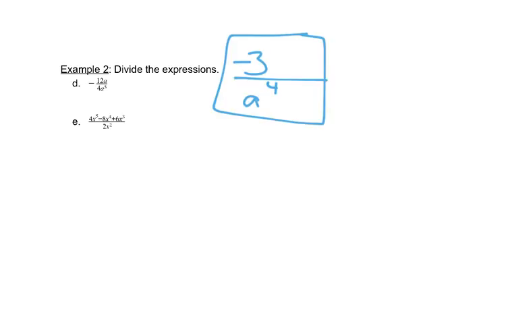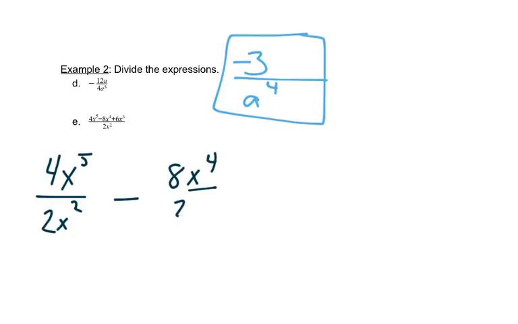One last example is a little bit like part E on example 1. Each part on the top has to be divided by the 2x squared on the bottom. We just keep the signs that are in between. It's like distributing, only it's division instead of multiplication. So we're going to do each of these little problems.